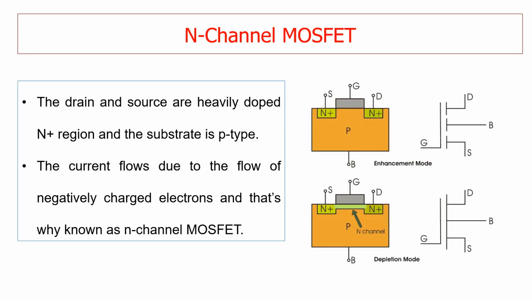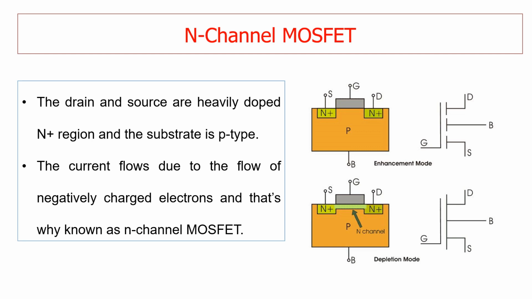So what is an N channel MOSFET? In the N channel, the drain and source are heavily doped N plus regions and the substrate is P type. The current flow is due to the flow of negatively charged electrons. That's the reason we call it an N-channel MOSFET. This is the simple symbol for an N-channel MOSFET in enhancement mode as well as in depletion mode.